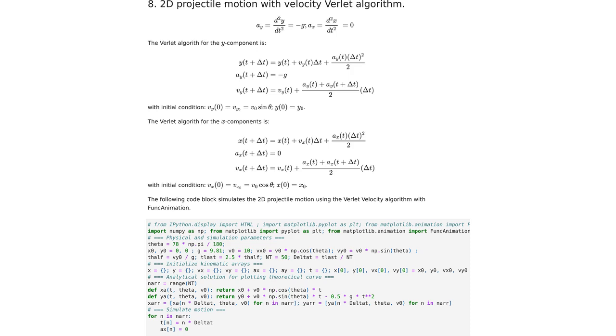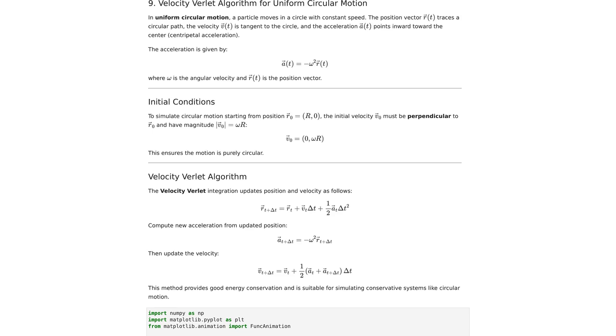and the theoretical trajectory. Next, we will explore how the velocity Verlet algorithm can be applied to simulate uniform circular motion. In uniform circular motion, a particle moves along a circular path at a constant speed. The position vector r of t continuously changes direction. The velocity vector v of t is always tangent to this circular path, and the acceleration vector a of t, known as centripetal acceleration, always points inward toward the center of the circle.